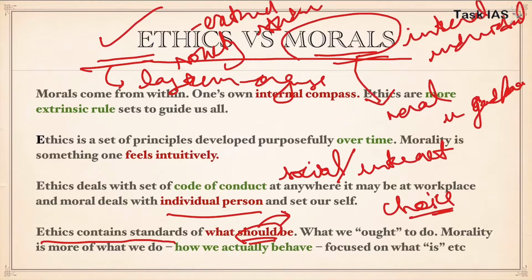Now, morality tells how an individual actually behaves, because although some outer rules are there, even within that boundary an individual decides what he wants to do or how he wants to proceed with that action. So we have discussed ethics and morals.